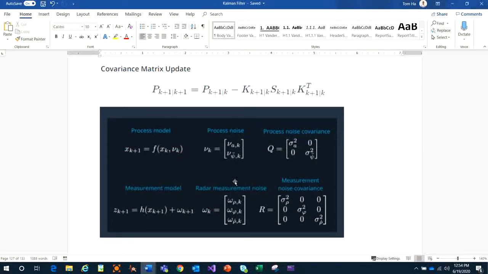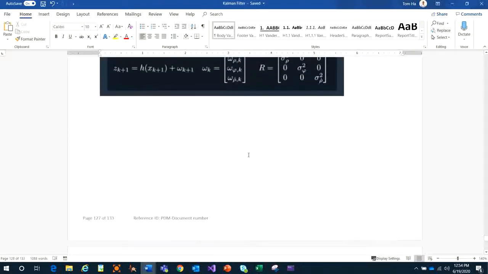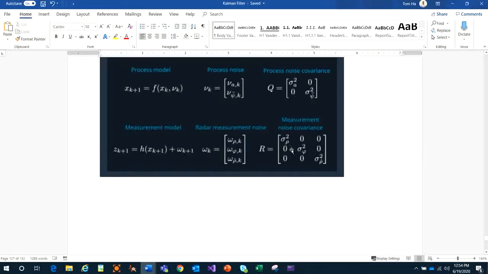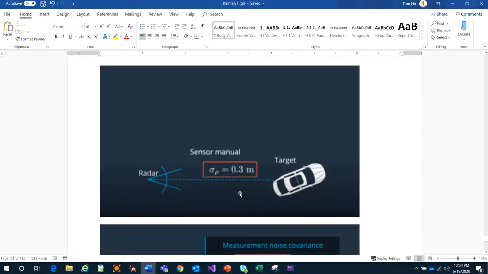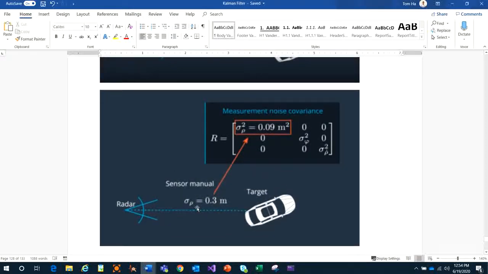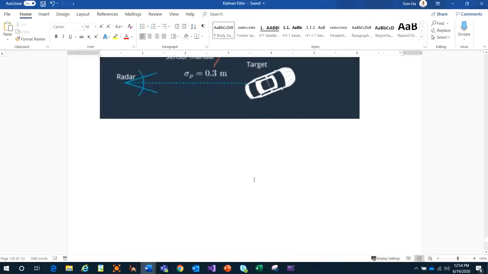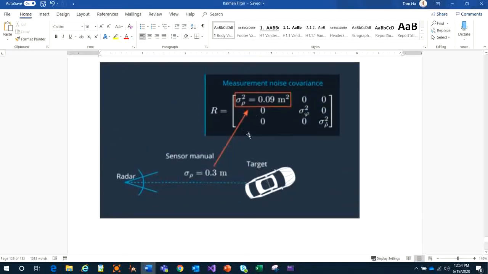One more thing about the covariance, the measurement noise right here, you see, they include a matrix three times three, three rows, three columns, okay? For example, you have the three impact values right here, rho, phi, and rho dot. For each element, we have a different value. For example, from the manufacturer, for rho dot the uncertainty is 0.3 meter. So right here, you plug in the value from the manufacturer, and you can quickly calculate the measurement noise.